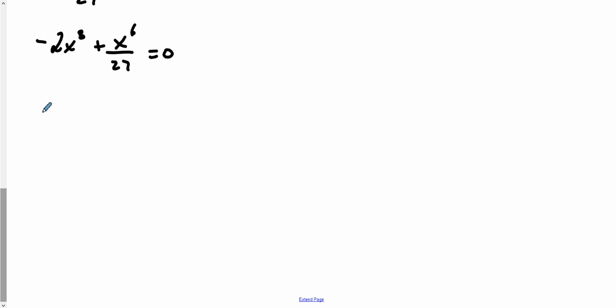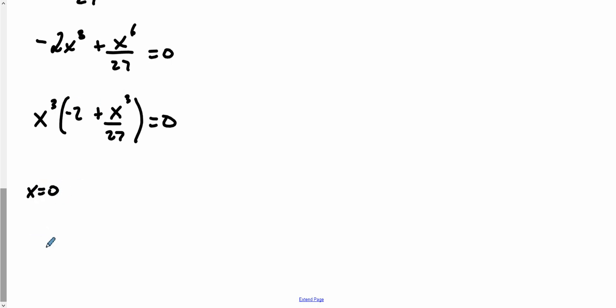Now, as you can see right here, one of these things is just like the other. What can we factor out? Well, we can factor out an x cubed. When we do that, we'll have negative 2 left over, plus x to the 3rd over 27 right there, and that equals 0. Well, right here, x cubed equals 0 at 0, so we have that one. So x can equal 0. But now we're going to solve this one to find our other x. We're going to have negative 2 plus x cubed over 27, and that equals 0.